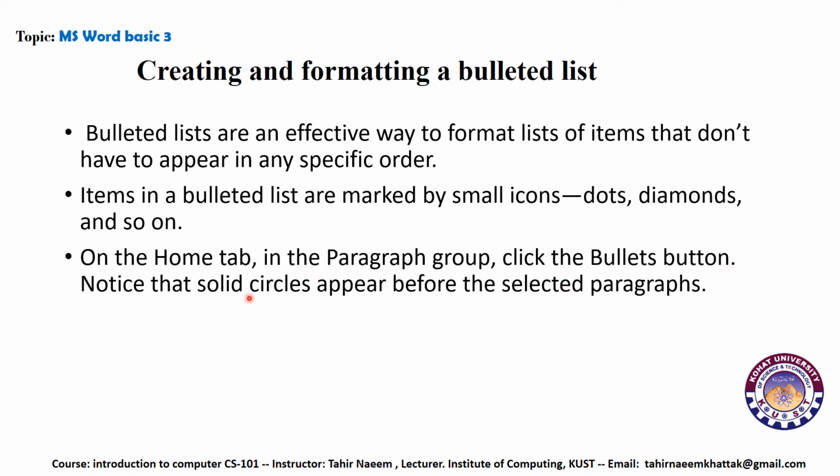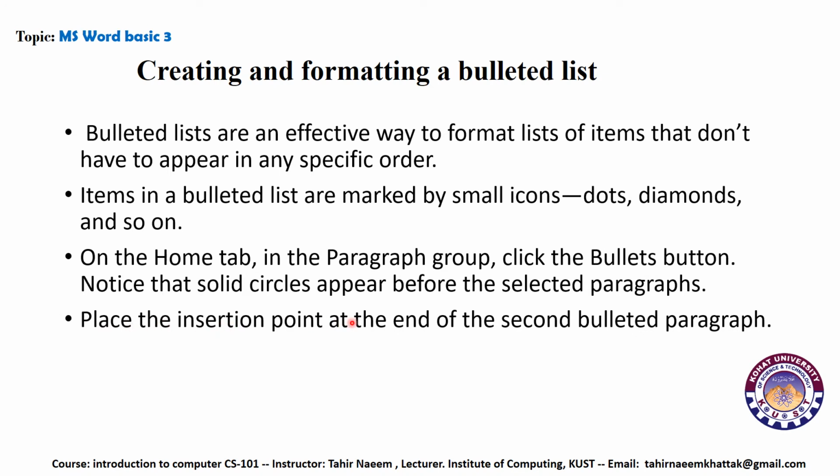Notice the solid circle appears before the selected paragraph. Let's suppose I select these 3 paragraphs, and I click on the Bullet button in the Paragraph group. Then the bullets will appear. There are different varieties of bullets, which will be shown in the later slides, and you can select from those. So these are the bullets.